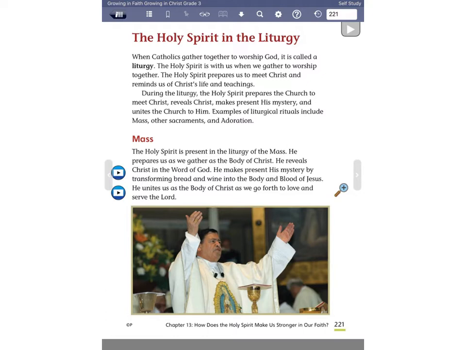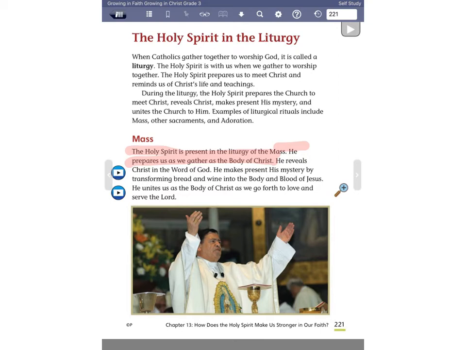So we're going to go back to the first page just for a minute. I'm going to highlight some important sentences here. The Holy Spirit is present in the liturgy of the Mass. He prepares us as we gather as the body of Christ. So, what does that mean exactly?